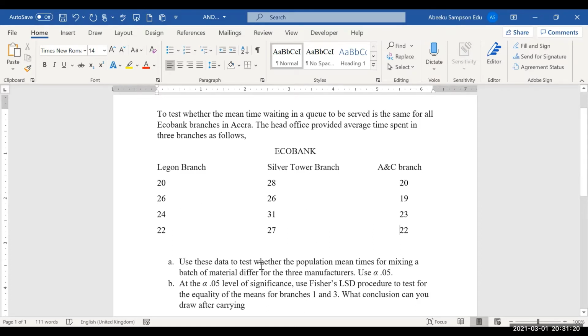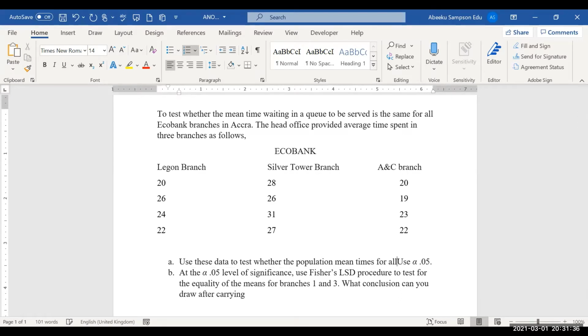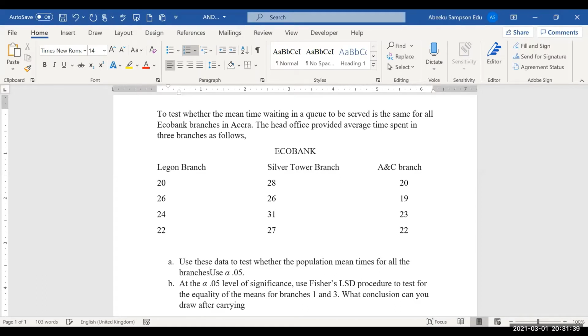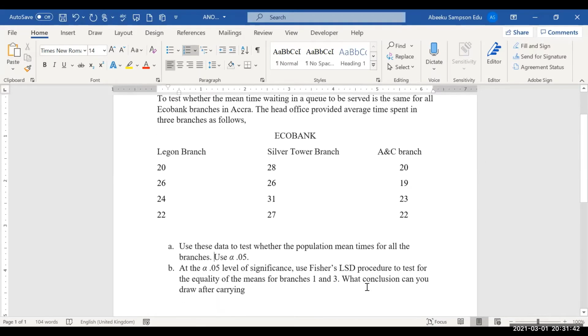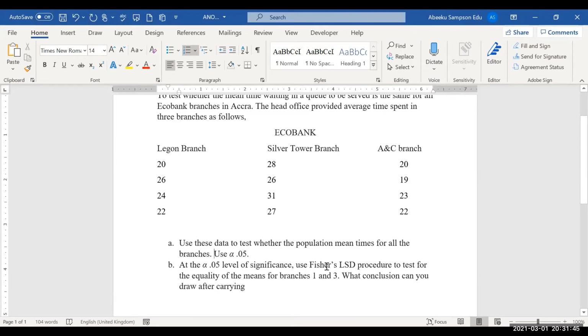The question says use this data to test whether the mean time for all the branches is the same. Use 0.05, then at 0.05, use the Fisher's LSD procedure to test for the equality of the means for branches 1 and 3. What conclusion can you draw after carrying out this test? I hope you can solve this. So I'll send this for you to solve, okay? Is that okay?